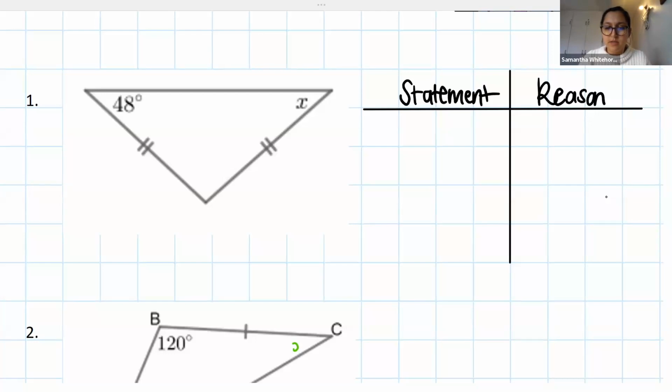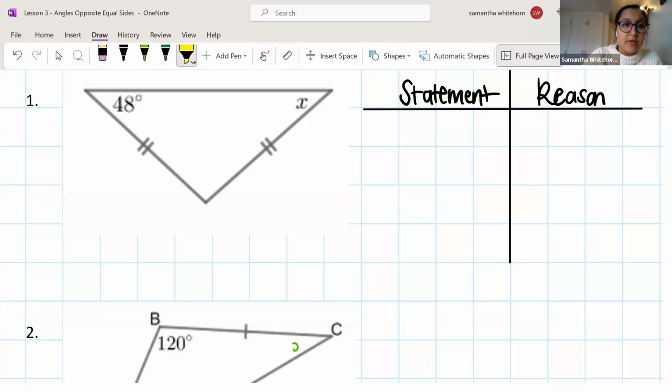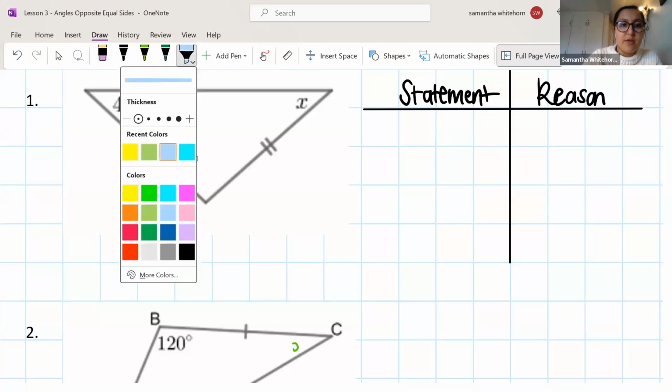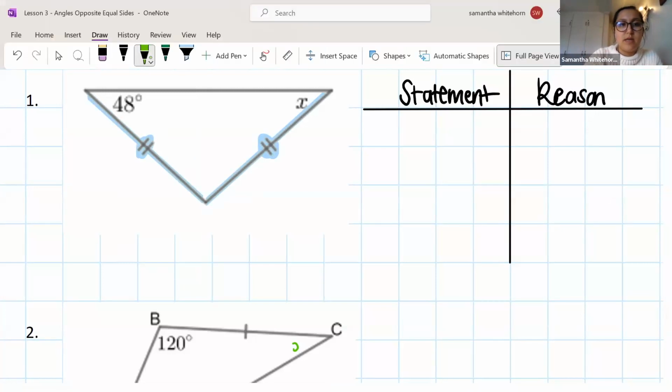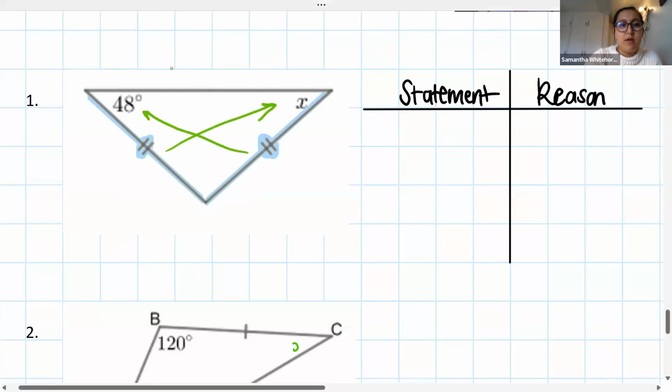Good, I like what I'm seeing so far. Right, so let's see. If we go to our diagram first and decide what information we've been given, we can see that we have been given that 2 sides are equal. Again, I know this because of those lines on each of the sides. What that means is that the angles opposite them are equal.